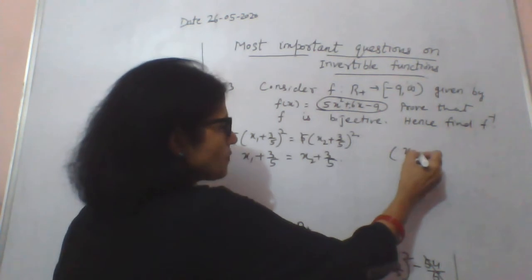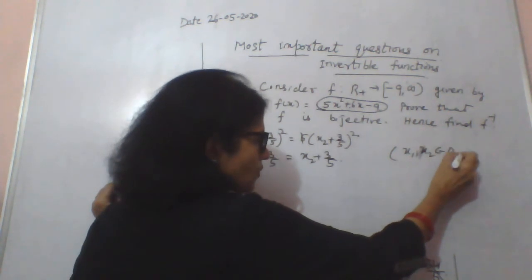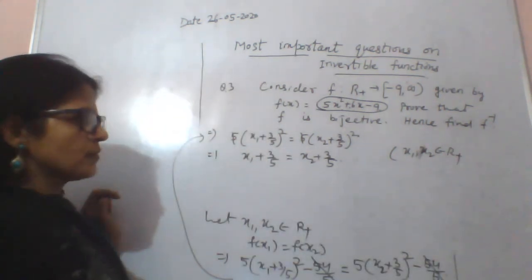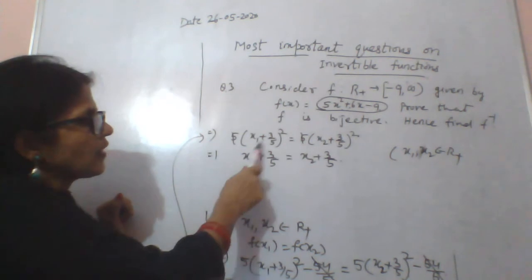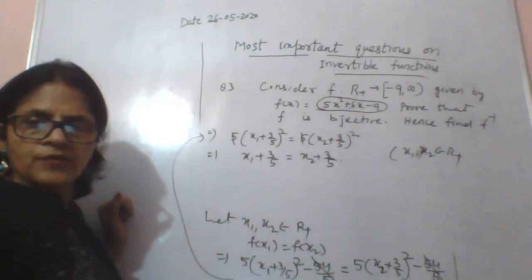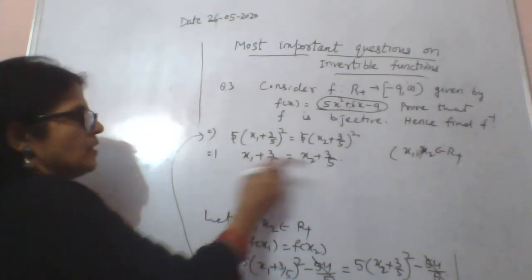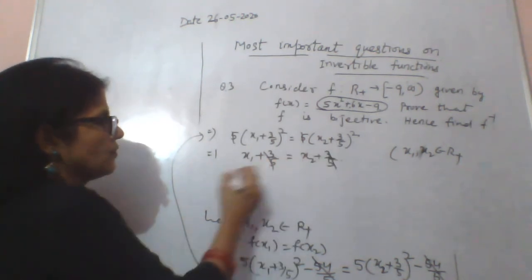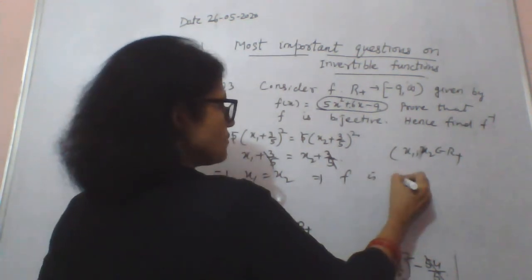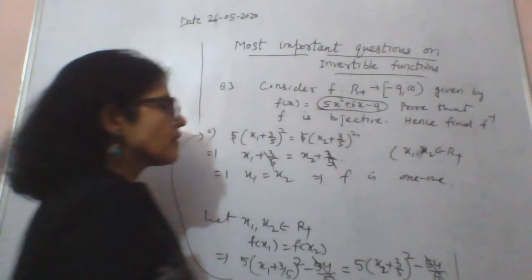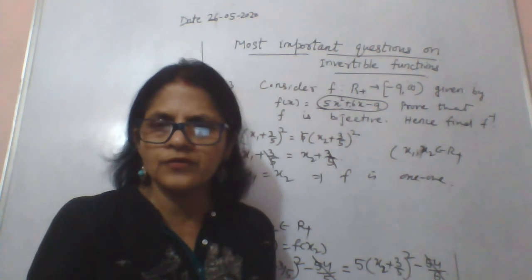Okay, it is possible because your x1, x2 belong to the set of non-negative real numbers. Because we don't have negative pre-images, we can directly take, if a square equal to b square and a, b both are non-negative, then we can write a equal to b. Okay, so it's like this. So you are getting x1 equal to x2. This implies f is one-one. Okay, first part of the proof is over. I mean, one-one is over, then we have to prove it is onto.